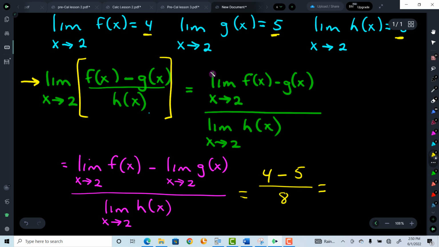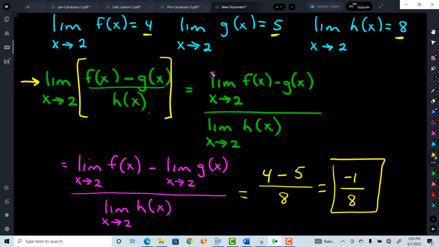So we get -1/8. Again, I know some of you said, well, we could have gotten that right away with a whole lot less work. Yes, you could have gotten that, but you would have been doing it incorrectly. And that will lead to trouble later on.